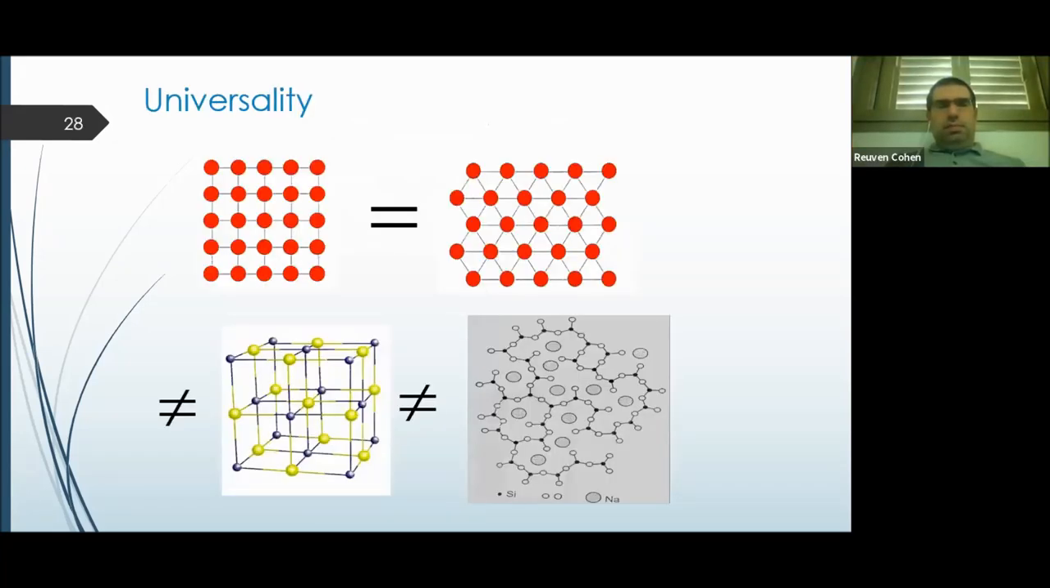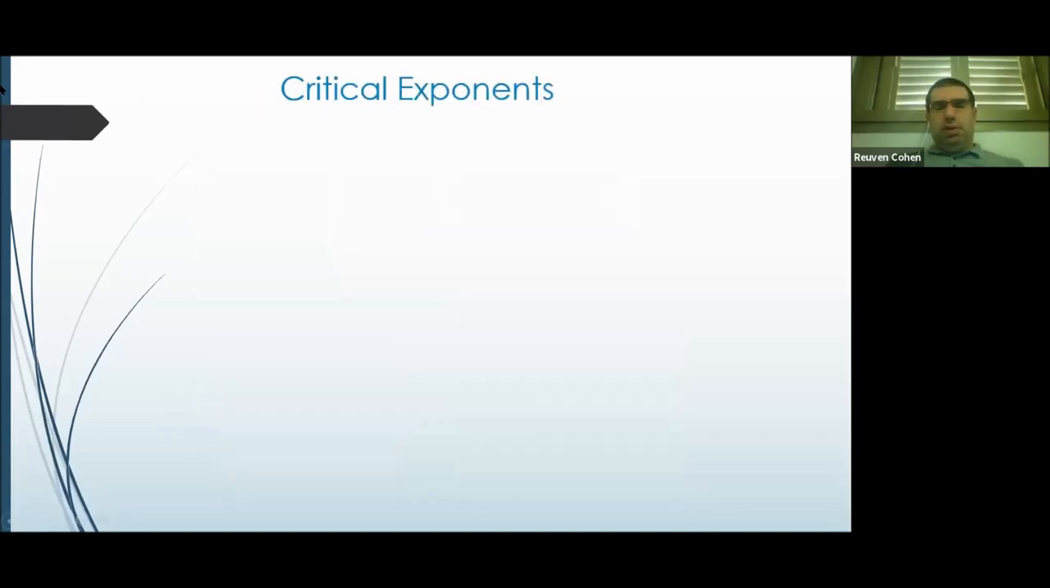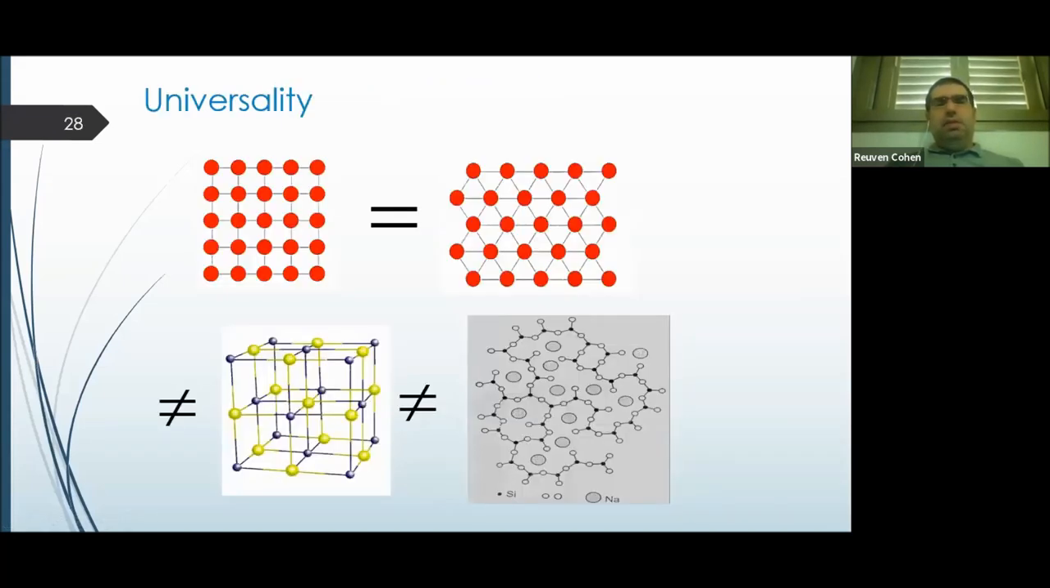So, okay, I'll be brief about the idea of universality and critical exponents. Basically, in physics and mathematics, one of the most important properties of a critical phenomenon is that it seems to be universal, meaning that the behavior near a critical point does not depend on the microscopic details.